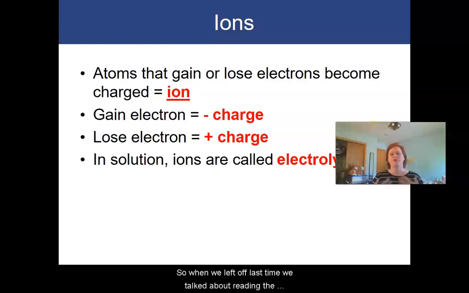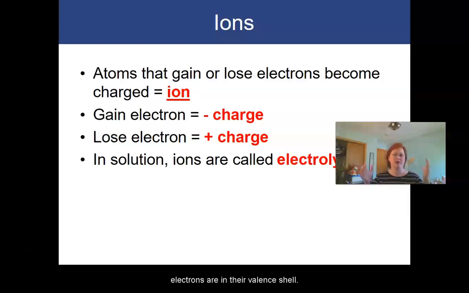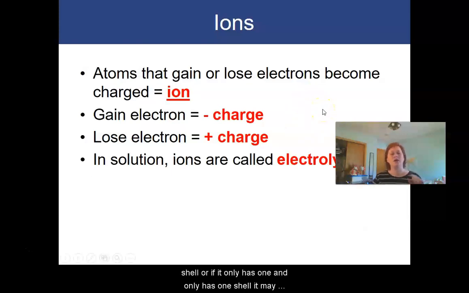Chemistry. So when we left off last time, we talked about reading the periodic table, taking the information from that table and using it to figure out how many protons, neutrons, and electrons an atom has for that particular element. We then talked about whether or not those atoms would be happy based on how many electrons are in their valence shell. If an atom has fewer than 4 electrons in its outermost shell, or if it only has 1 and it only has 1 shell, it may choose to gain or lose electrons.